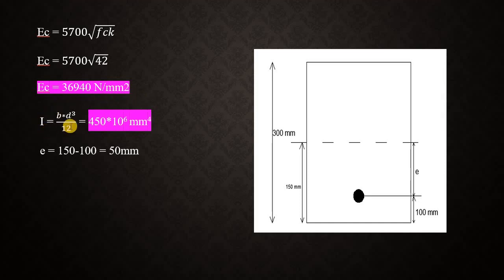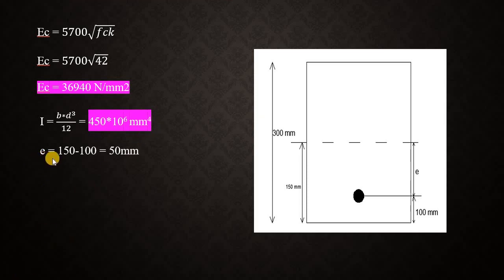I equal to BD cube by 12, that is the moment of inertia for a rectangular cross section. If we calculate with the width and the depth of the section, we will get 450 into 10 power 6 mm to the power 4.